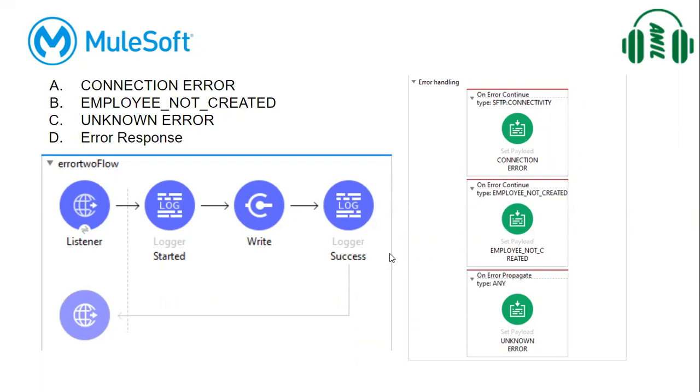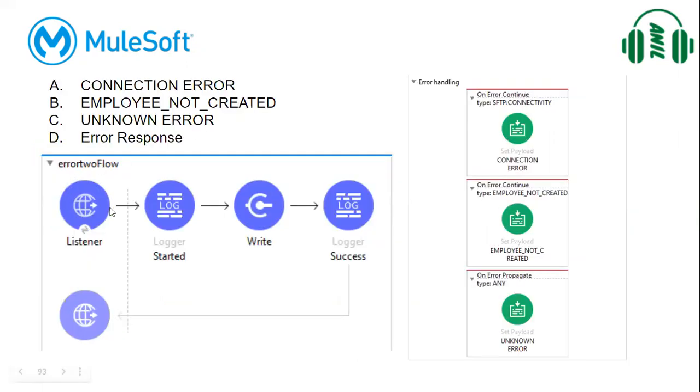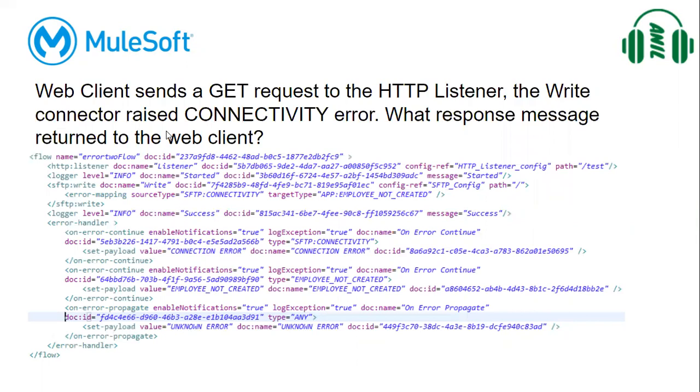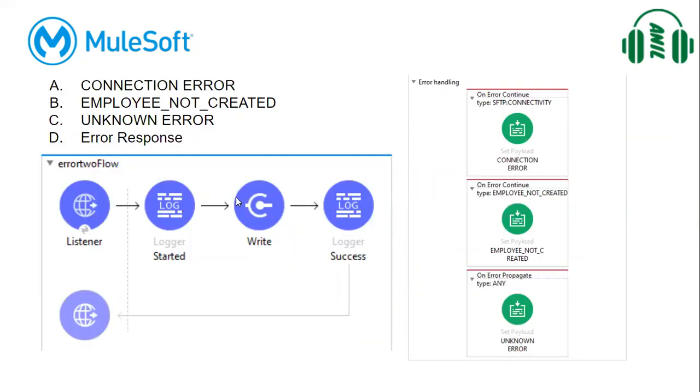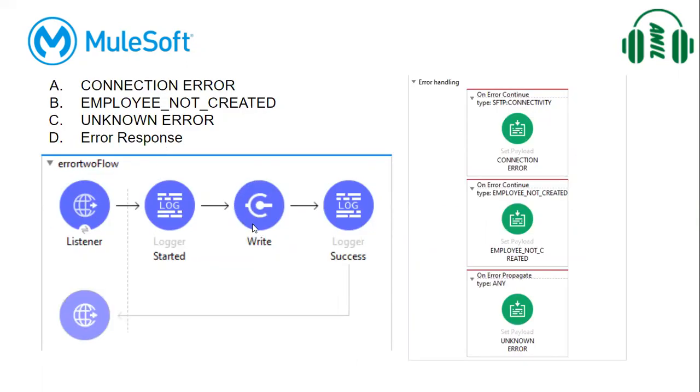Let us look into the question again. Web client sends a GET request to the HTTP listener. So here we are sending a request to this listener. The write connector raised connectivity error, so here it is throwing an exception. Type is connectivity error. What response message is returned to the web client? As it is raising connectivity error, it will go to this on error continue with error type connectivity. So the answer is connection error, but not. Generally we think that as it is raising connectivity error, it will go here.